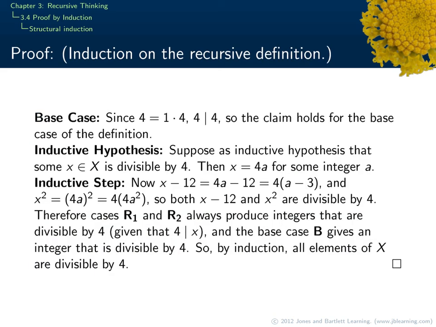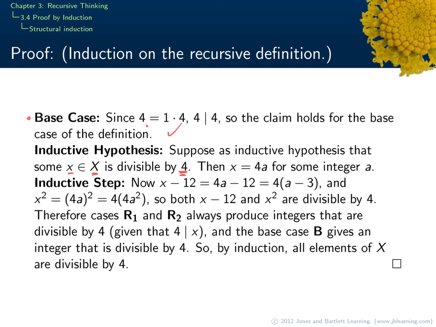Okay, so let's check that. Well, in the base case, we know that 4 is an element of X, and 4 is divisible by 4. So the base case holds. Now our induction hypothesis is, let's suppose we have an object in our set that's divisible by 4. We now need to show that any object we form by recursion will also be divisible by 4.